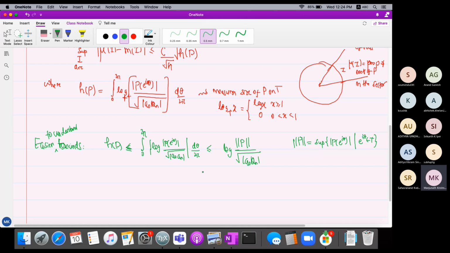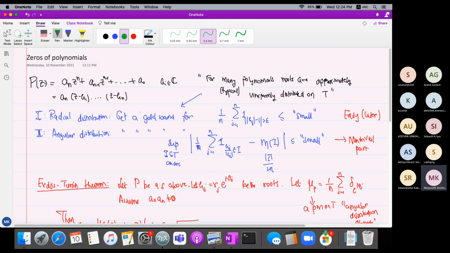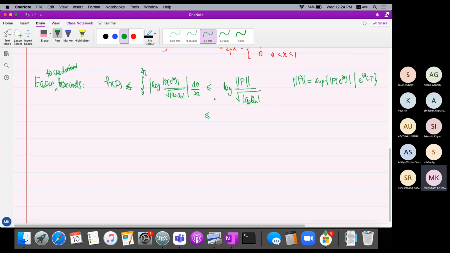But even easier, I mean, even worse, is how do you bound p? p(z) is this. How do you bound the absolute value of p(z)? You put the absolute values on all the terms. If z is on the unit circle, those powers go away. They are 1, right? z^n, z^{n-1}, absolute values are 1. So an even simpler bound just in terms of coefficients is log of (absolute a0 plus dot dot dot plus absolute an) divided by the square root of a0 times an. This is the way to bound this quantity, h(p).